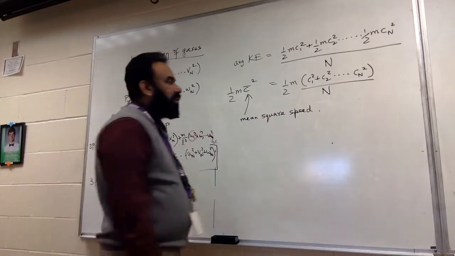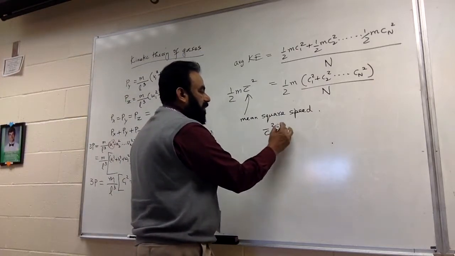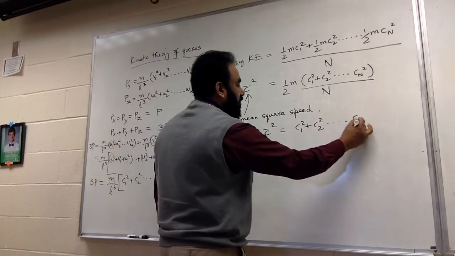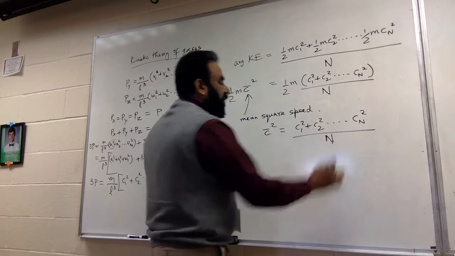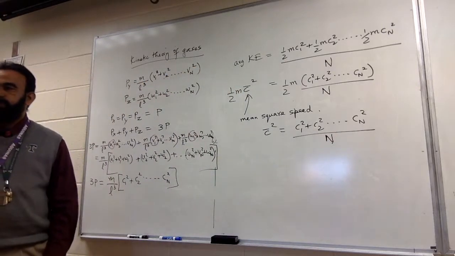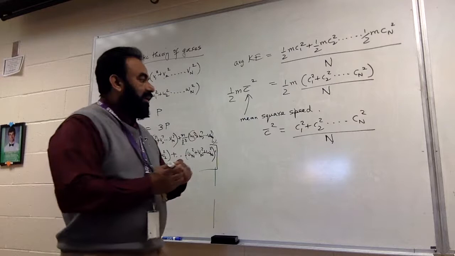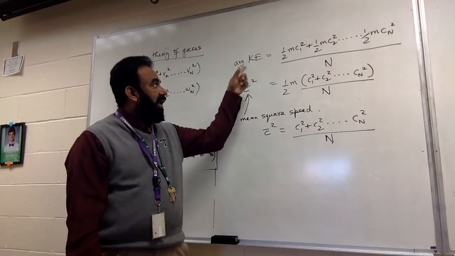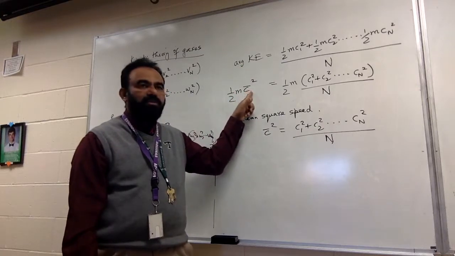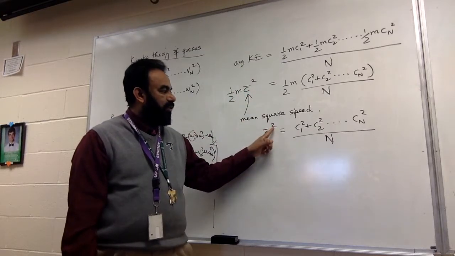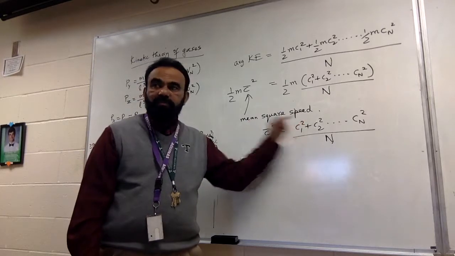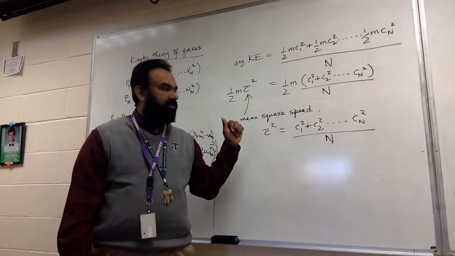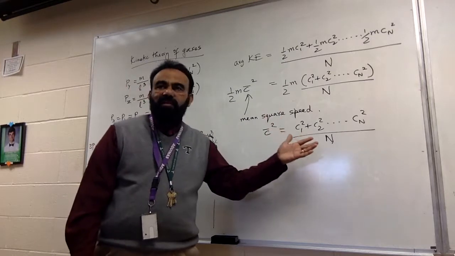What do you mean by mean square speed? Mean square speed is C1 square plus C2 square, etc., up to Cn square, divided by n. That's called the mean square speed. So the average kinetic energy is half m c bar square, and the c bar square simply means mean square speed, or mean square velocity.